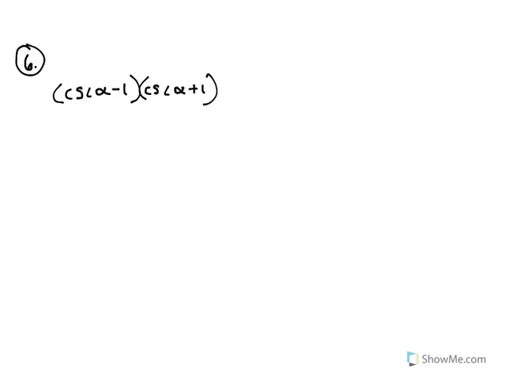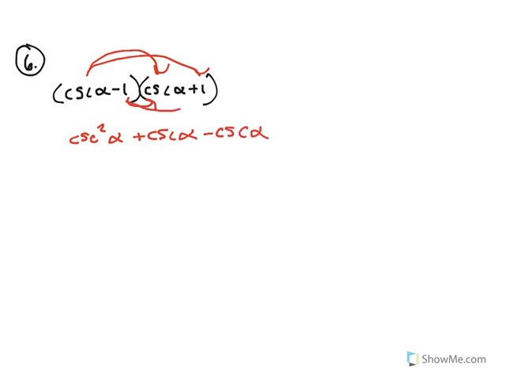And here's another example where we can multiply the two binomials together. So we have cosecant times cosecant, so it's going to be cosecant squared. And then cosecant times the 1 is going to be cosecant. And then distribute your negative 1. So negative 1 times cosecant is negative cosecant. And negative 1 times positive 1 is negative 1. And in the middle, your cosecants will cancel. Positive cosecant minus cosecant is 0 cosecant, which means you're left with cosecant squared minus 1.